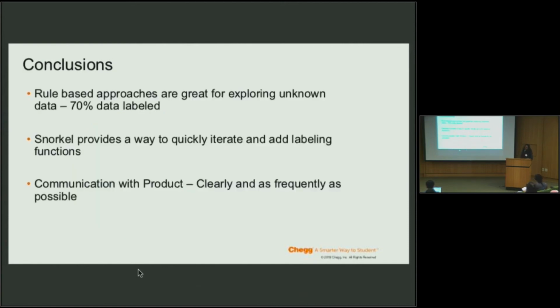Conclusions. Rule-based approaches are great for exploring unknown data, and we were able to label 70% of some of the unknown pool of data that we had just by using weak supervision. And Snorkel's great because it provides a way to quickly iterate and modify just the labeling functions. The research group is also very active, and they are constantly working on improving what functions are available to use. And the other lesson that we got from this was that communicating with product as clearly and frequently as possible is helpful. Yep, that's all I have.